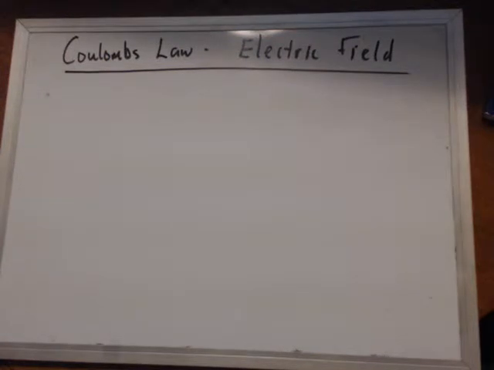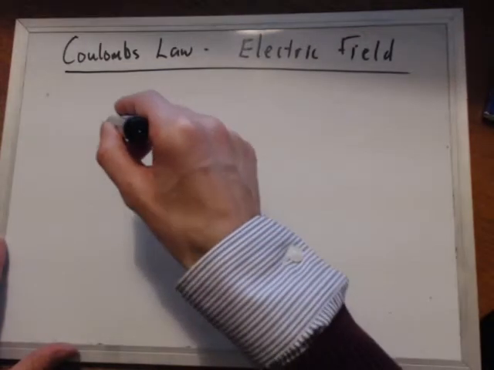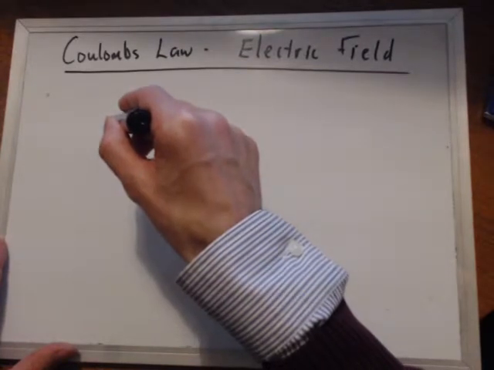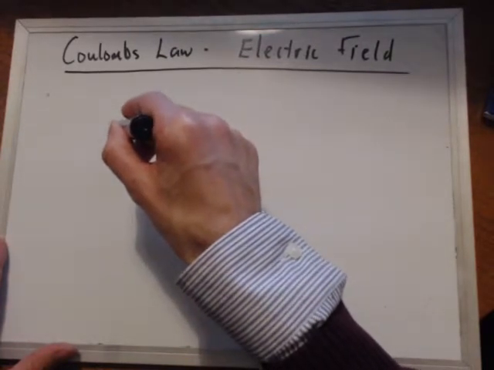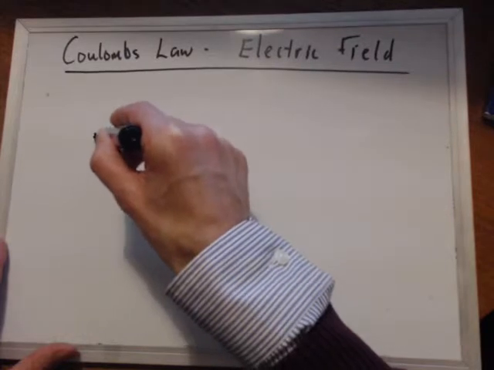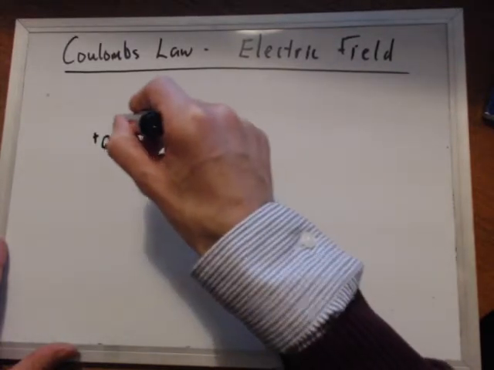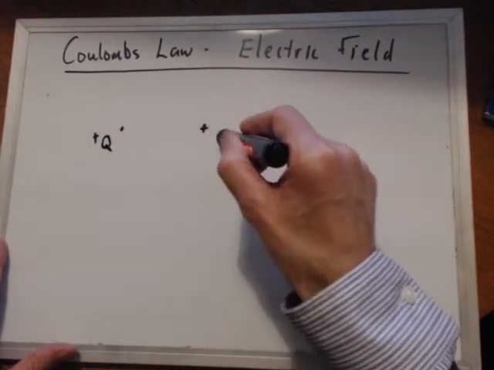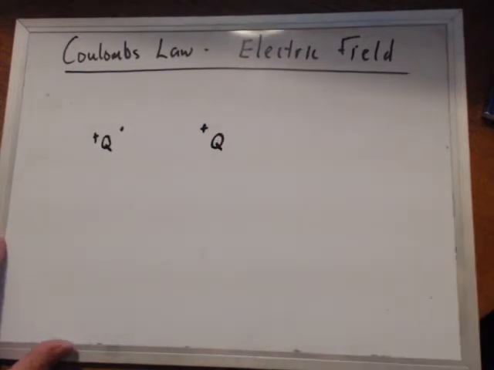Hello, in this video we'll be looking at Coulomb's law and the electric field. So, let's have a look at Coulomb's law first of all. Let's say you've got 2 point positive charges, one here at positive Q, and one here also positive Q.